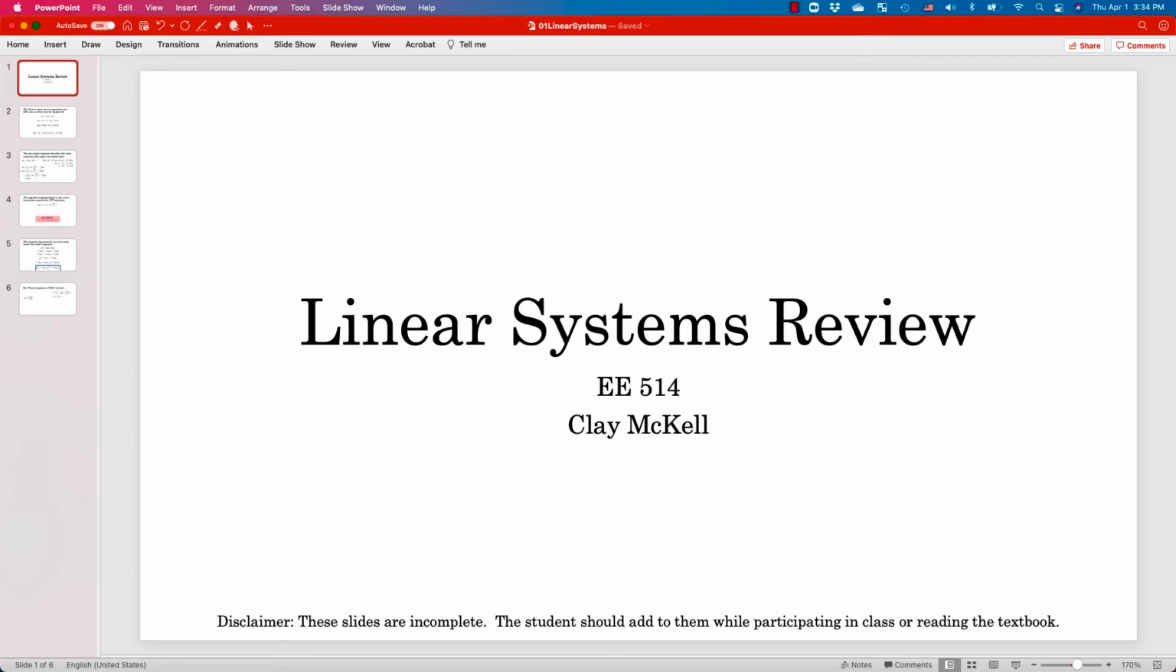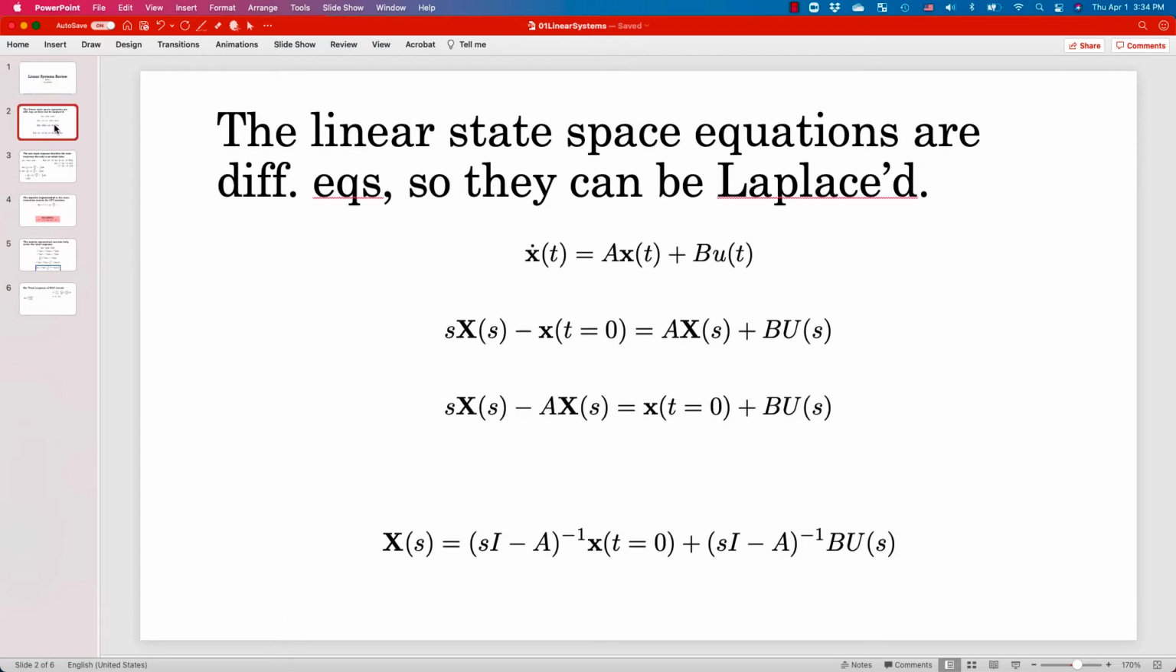Hello and welcome to this EE514 lecture on a bit of review on linear systems and using state space equations to plot state trajectories. Where I'd like to start is the state evolution equation.